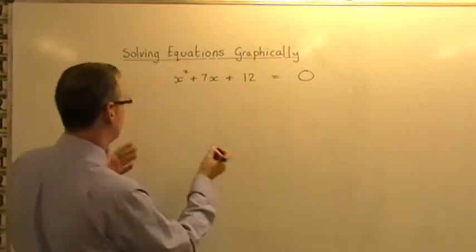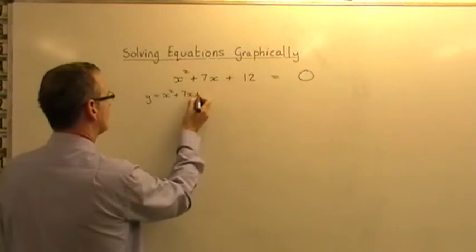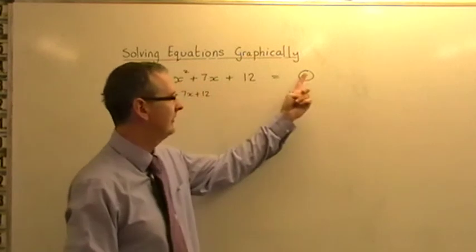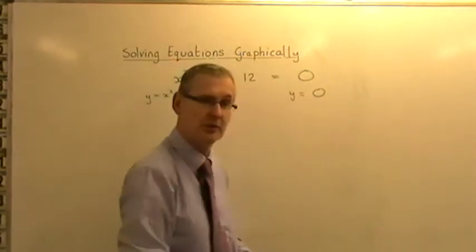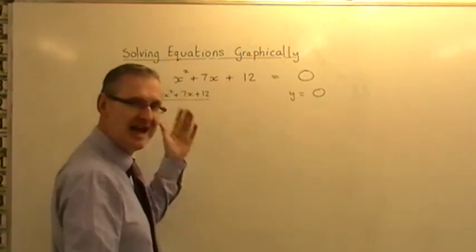I would have to plot, first of all, y equals x squared plus 7x plus 12, and I'd have to plot y equals... now on this occasion I've just got a 0 on the right hand side, so I need to plot y equals 0. Okay, now the first one obviously is not a very nice equation.